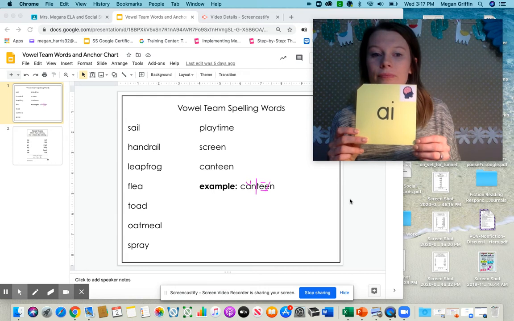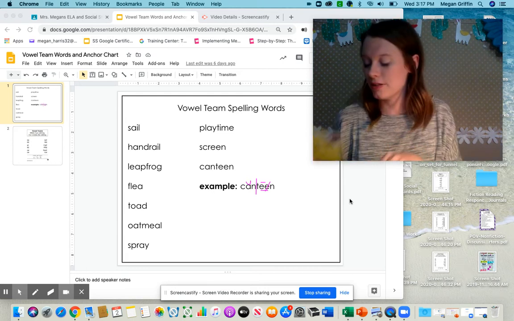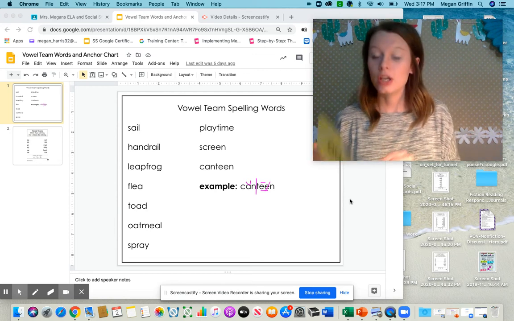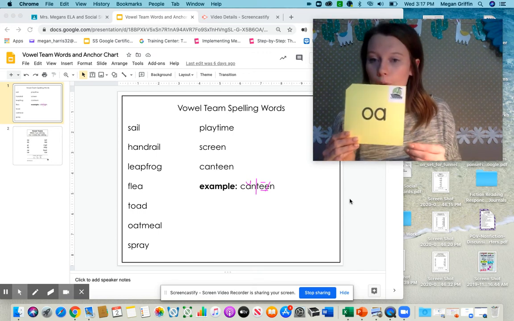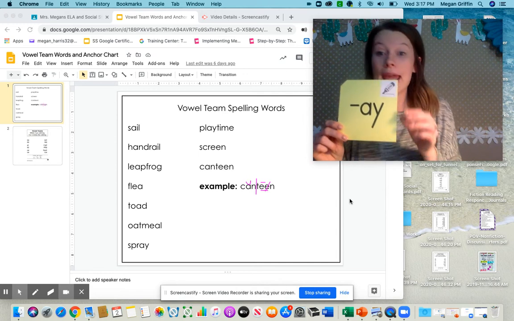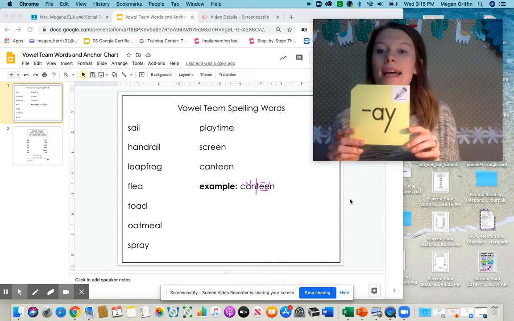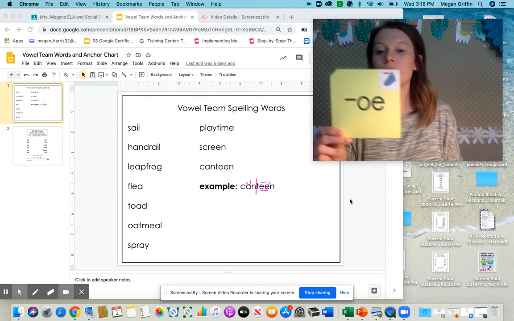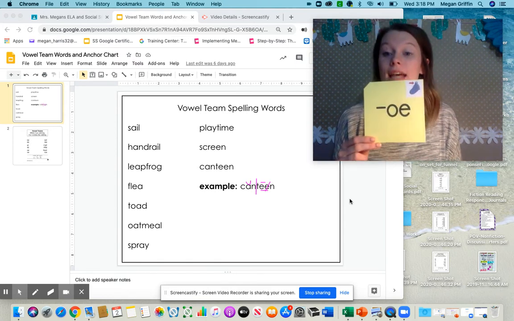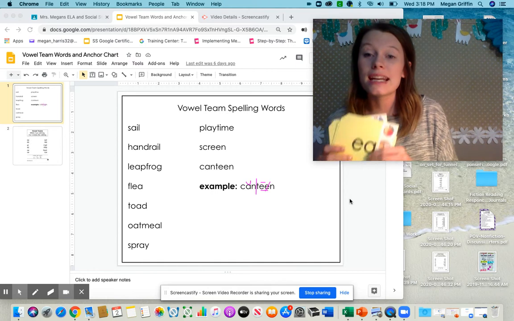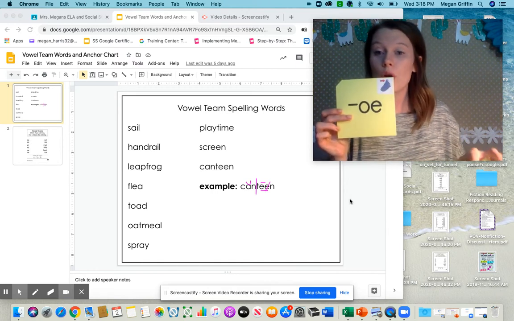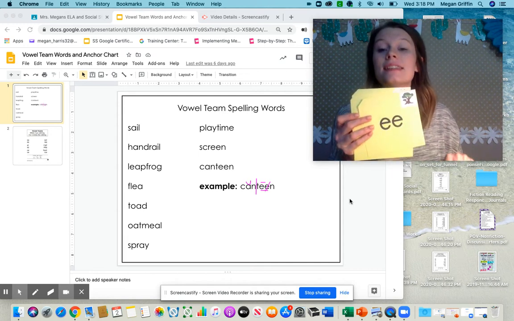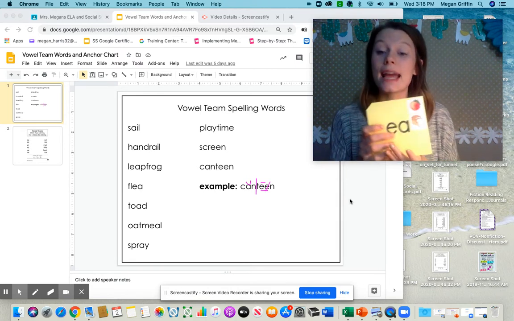AI says A. Think about your brain. E, like tree. OA, O as in boat. AY, we kind of talked about that one yesterday in our review video, says A. So this keyword here is gray or day, okay? And then our last one here, OE, says O as in toe. So do you notice, kiddos, that in every one I showed you, when the two vowels go a walking, the first one is doing all of the talking, and the first one is saying its name, and the second one is silent. Okay, the second one is silent.